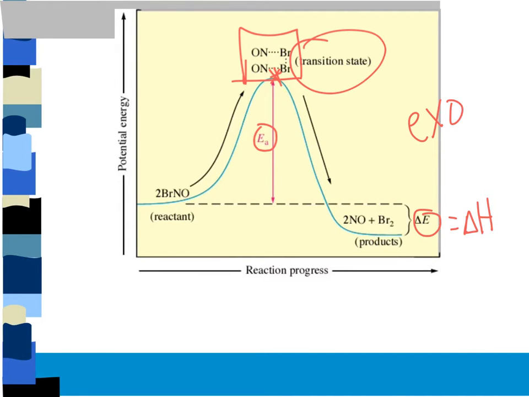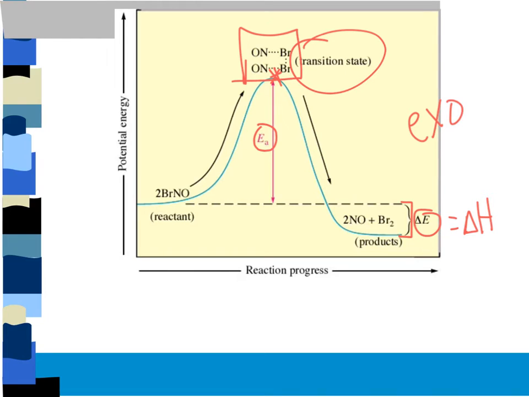So the delta H is the distance here between products and reactants, okay? It's the distance between products and reactants. And then what you also always need to make sure you do, see this dotted line? You always want to extend out the reactant line. So this is where the reactants are starting. You always want to extend out the reactant line, okay? And then the delta H, once again, is the distance between reactants and products. And then the activation energy is the distance from reactants to the peak of the hill, okay?